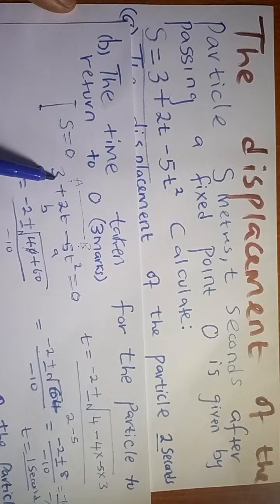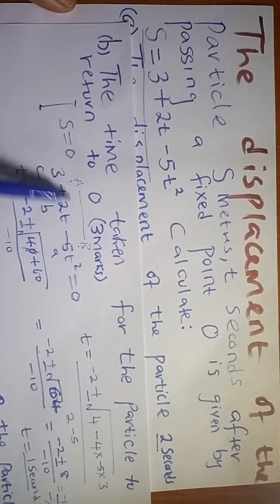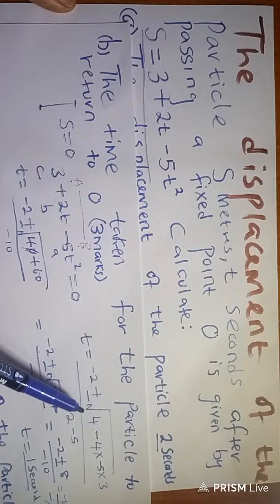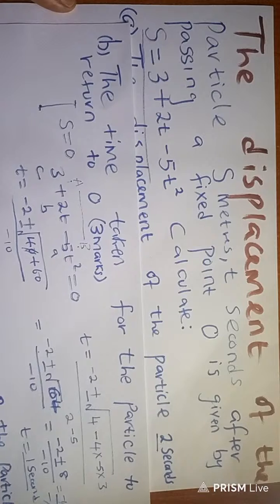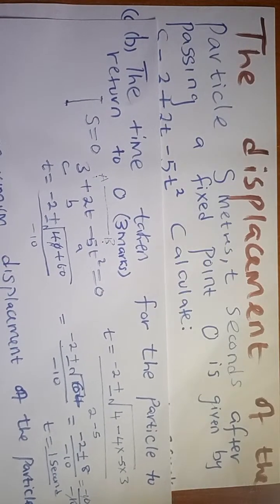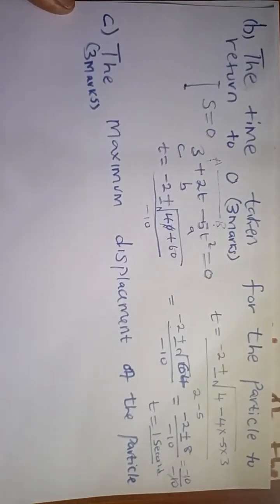So we've taken the equation for the displacement, we've equated it to 0, and then we've come up with a quadratic equation which we've solved using the quadratic formula to obtain the value of t, and the particle returns back to its original position. So the next question is the maximum displacement of the particle.